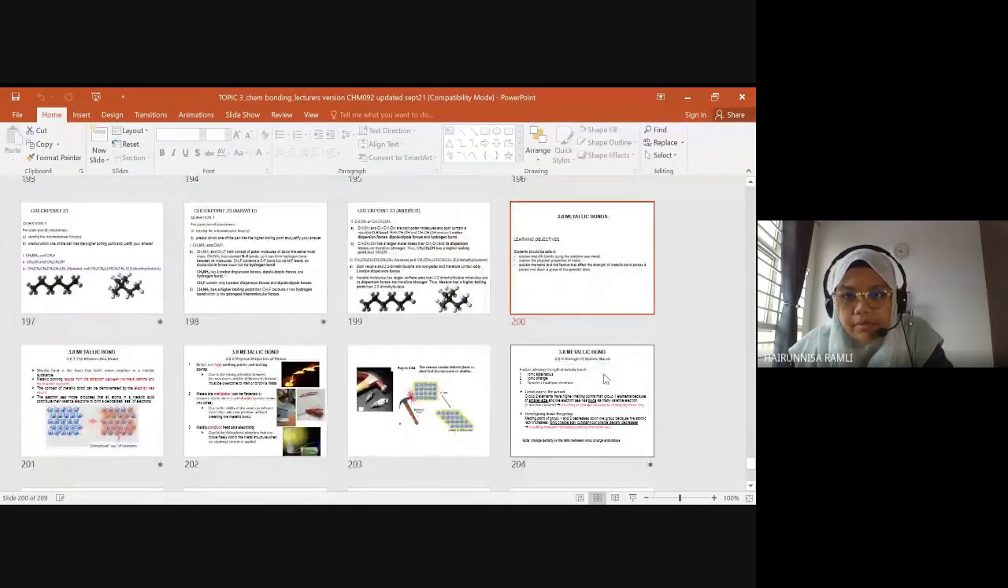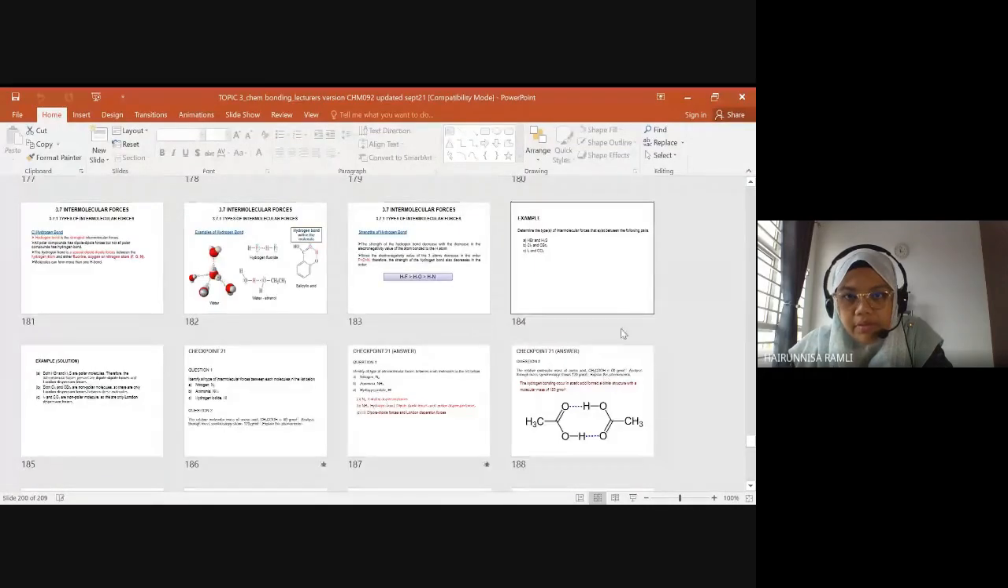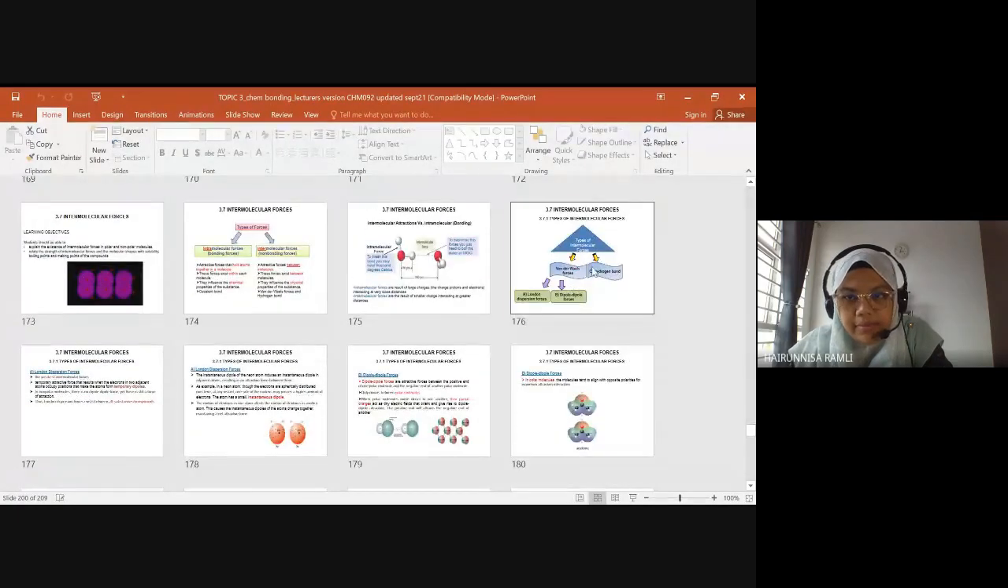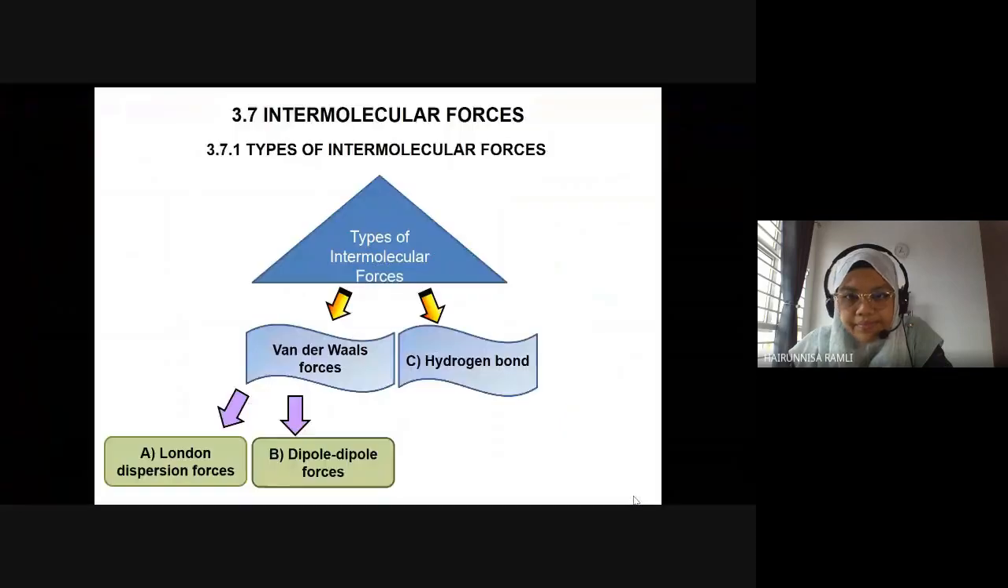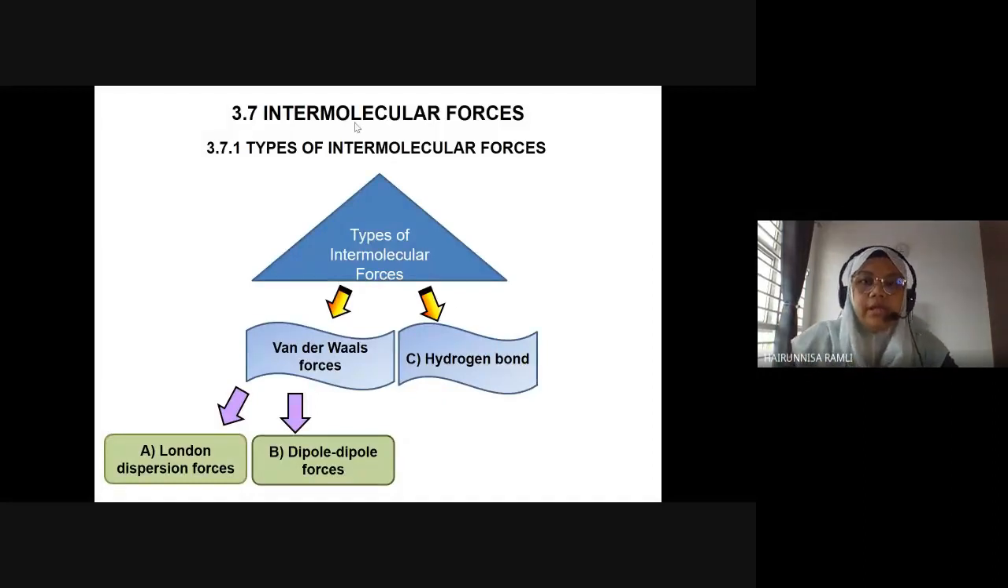Last week we finished until intermolecular forces. This week we will finish topic 3. But before that, let's recap. Before we move to the next subtopic 3.8, I want to recap a little bit. You have learned about intermolecular forces. We have three types of intermolecular forces.